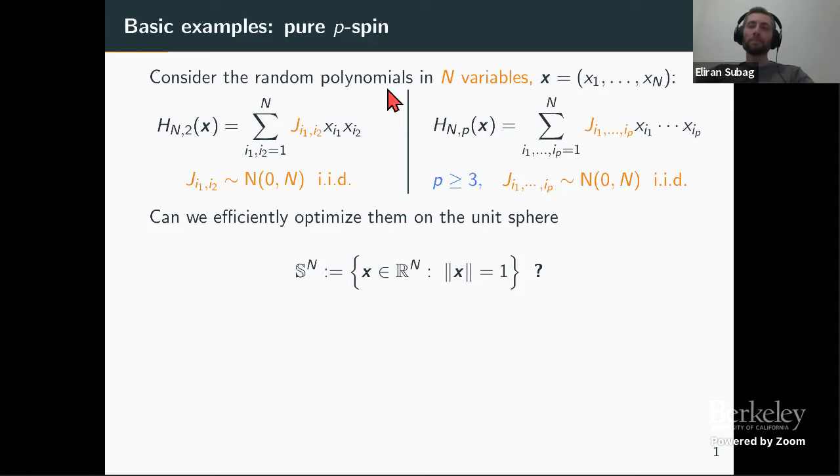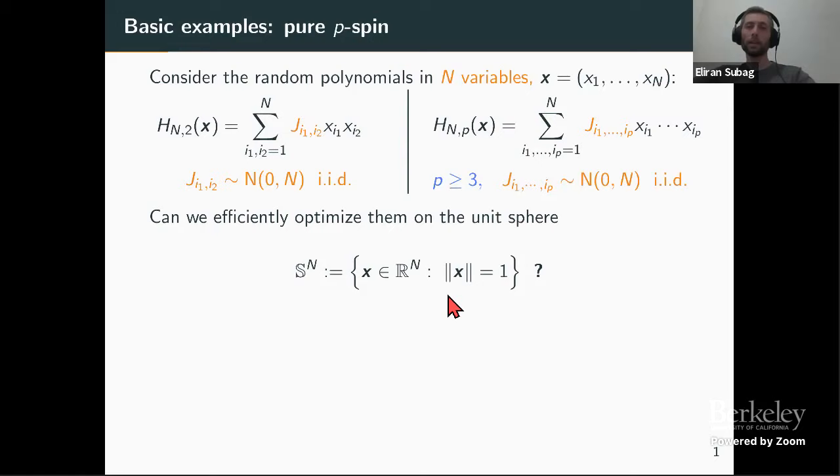These are simply homogeneous polynomials in n variables, x1 to xn. And I'm going to make a distinction between the degree p equal to 2 and p larger or equal to 3. In both cases, you just define a random function in Rn: you go over all monomials of this degree, multiply each of them by an IID Gaussian, and sum. Basically, that's the most basic way to define a random function in high dimensions. And since these are homogeneous functions, it's enough to understand them on the unit sphere.